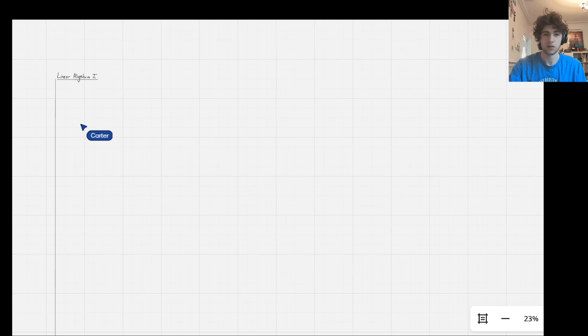Okay, so I think I want to start. This is Linear Algebra 1, which is a first term undergraduate maths course, and we're starting off by talking about linear systems. So I guess the first thing we need to do is actually define what a linear system is. So we should probably do that. Here's a definition for you.